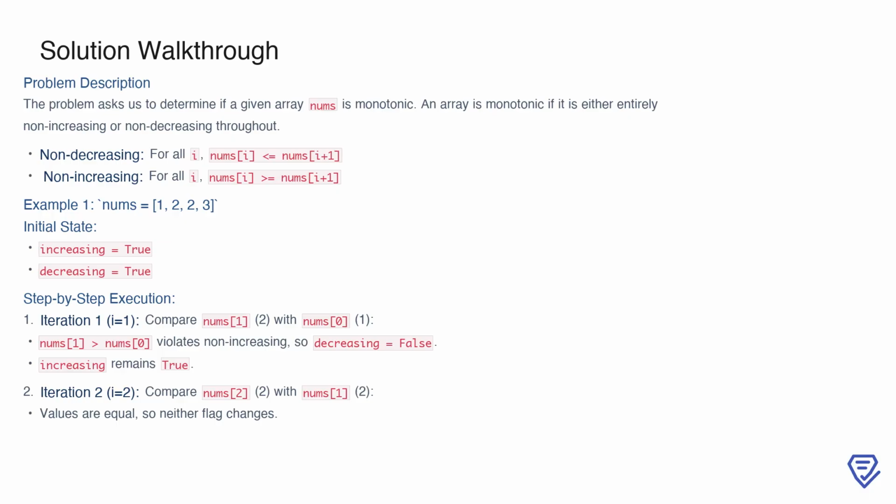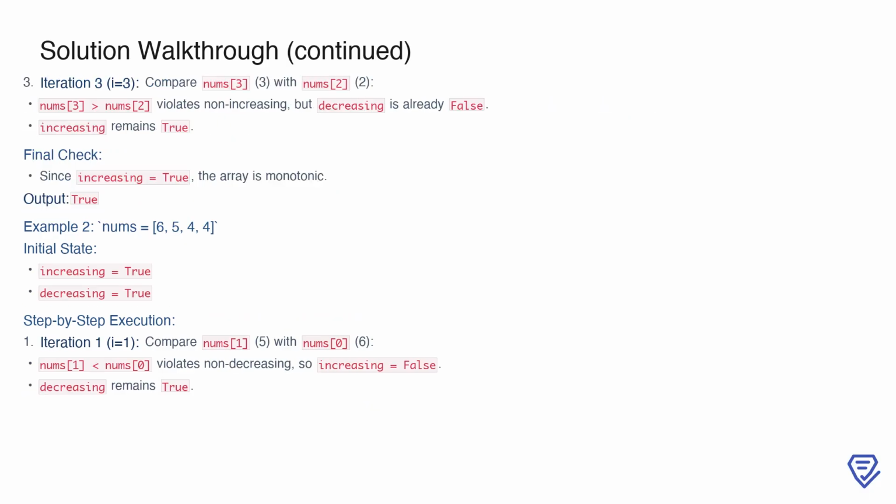In the second iteration, we compare nums[2], 2 with nums[1], 2. Since the values are equal, neither condition is violated, so both flags remain unchanged. In the third iteration, we compare nums[3], 3 with nums[2], 2. Again, since 3 is greater than 2, this continues to violate the non-increasing condition, but decreasing is already false, so it remains unchanged. The increasing flag, however, is still valid.